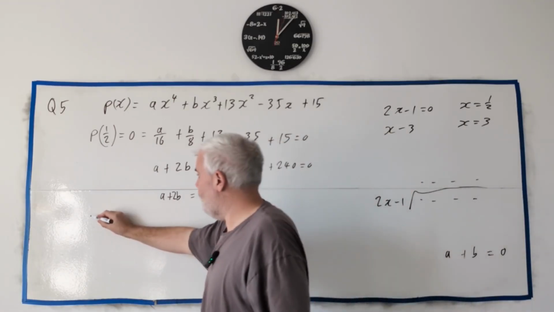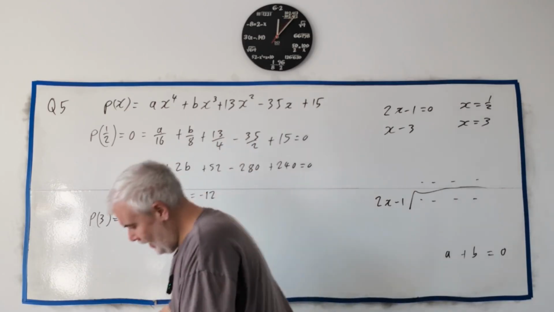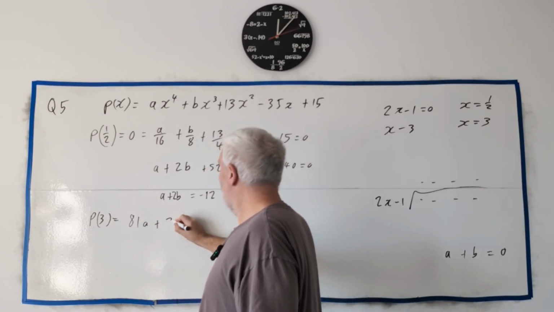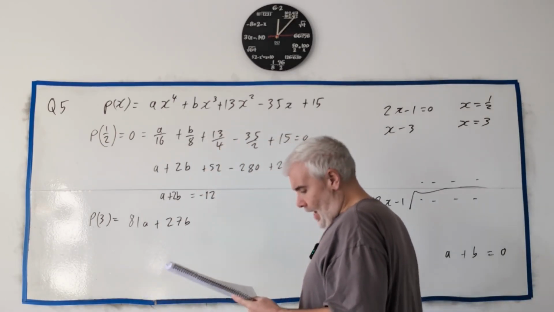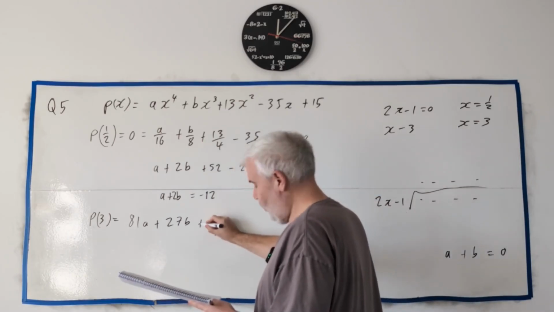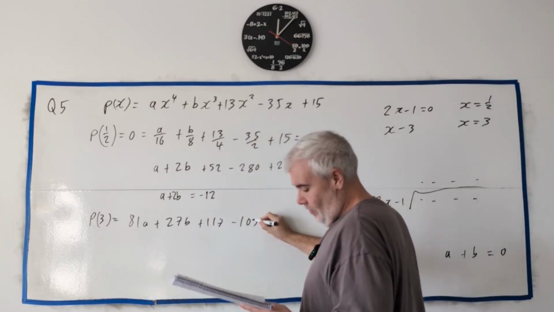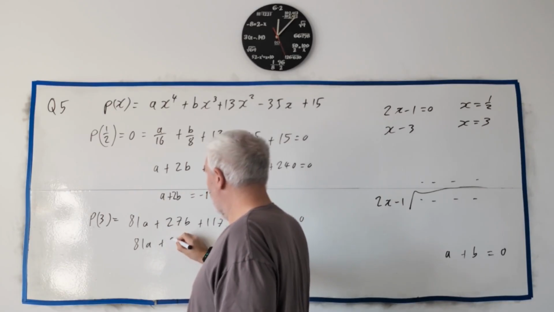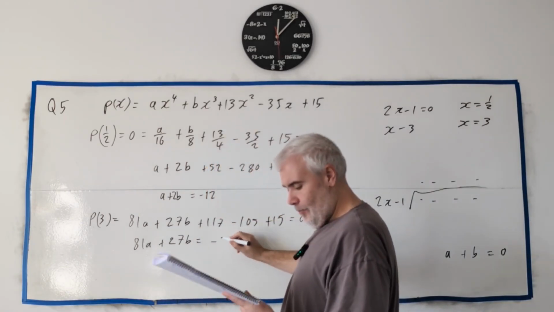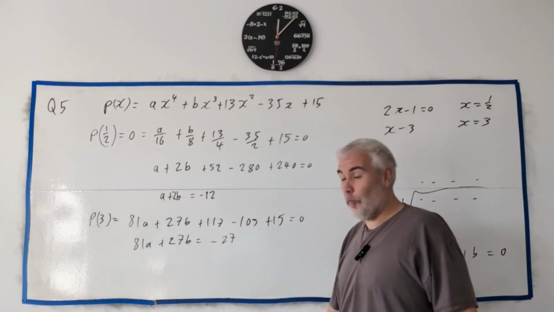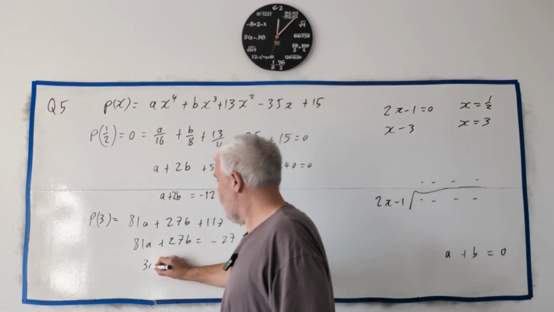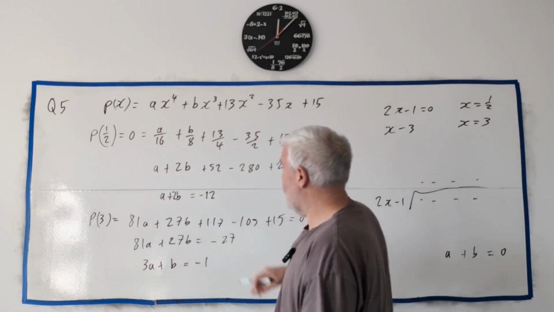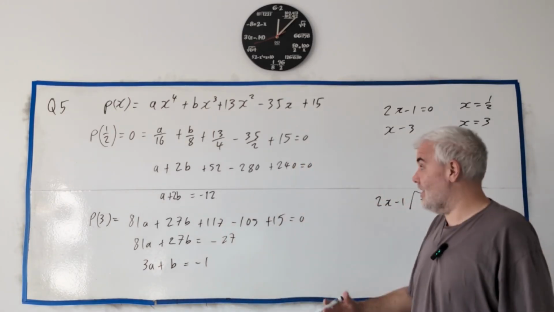We put the second one in, we get P of 3. Again, I'll cheat and use my notes. 3 to the power 4 is 81A plus 27B, plus 117 minus 105 plus 15 equals 0. Clean this up, we get 81A plus 27B is equal to minus 27. Clean it up more, 27 goes into everyone. We get 3A plus B is equal to minus 1. There's two equations with two unknowns. We just have a simultaneous equation.